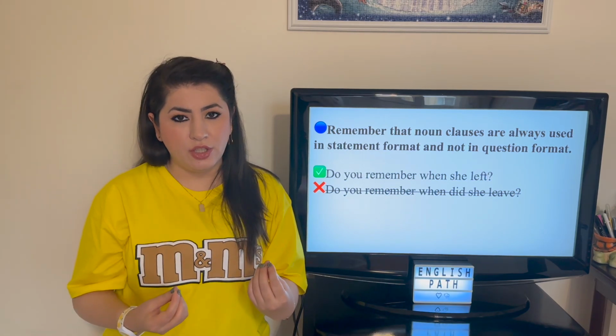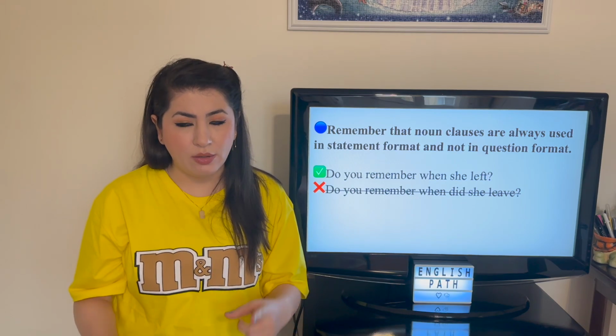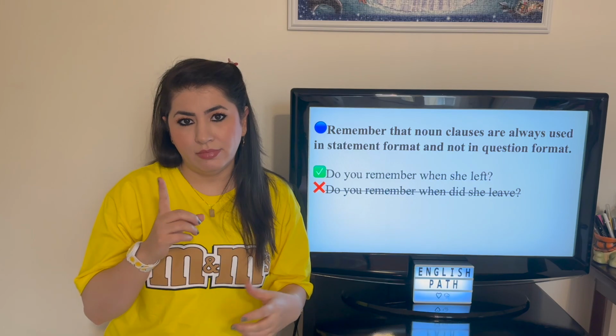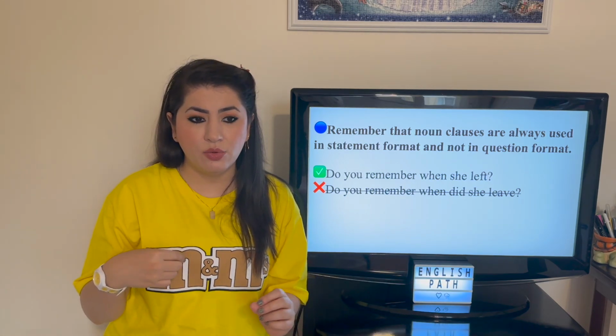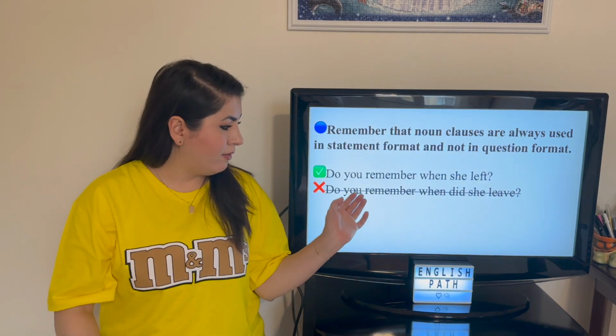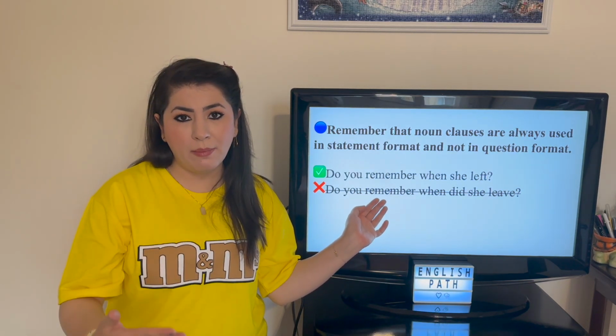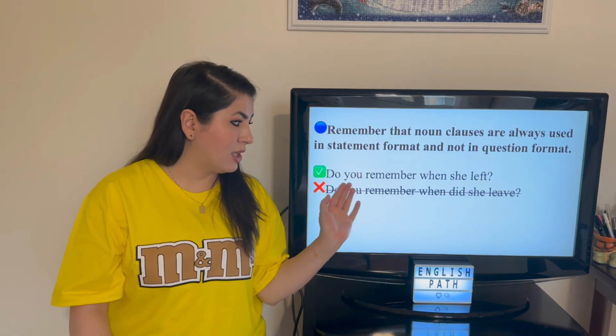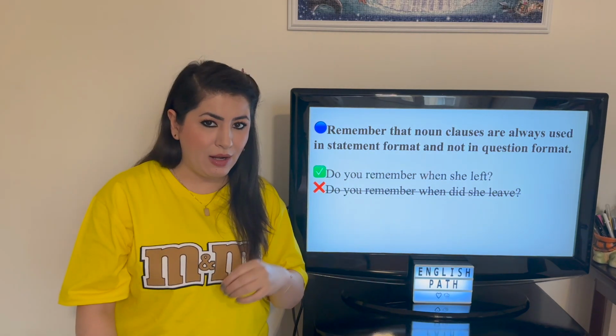Also, this can help. In every question, you can use the question format only once. It's like you have only one ticket and you can obviously use it once. You can't use two question formats inside the same question. We've used it in do you remember already. The auxiliary is used before the subject. We can't do it in the noun clause.